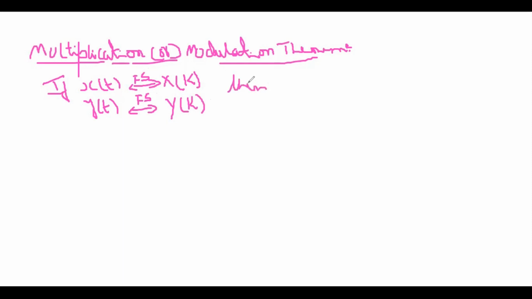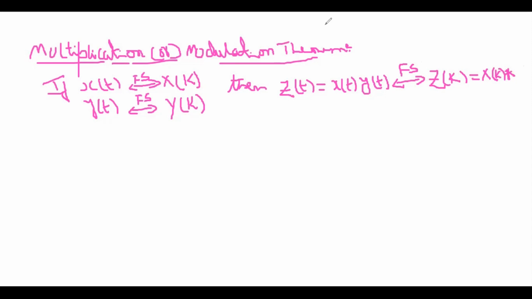Then prove that when z of t is equal to the multiplication of the two signals x of t, y of t, its Fourier series is z of k is equal to x of k convolution of y of k. This is a convolution, my students, it's a symbol. Time is multiplication, and in frequency it is convolution. Okay, let us go for the proof.